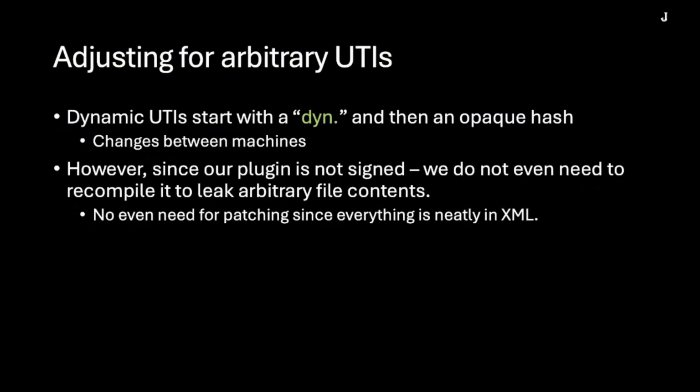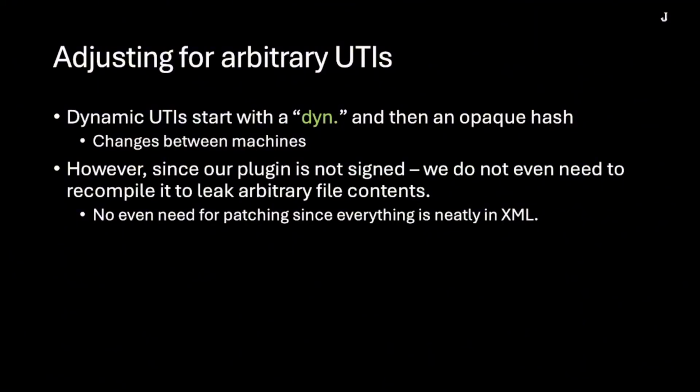And again, if you wanted to do something with dynamic types, then you're in a situation, because dynamic types, as I mentioned, start with dyn and then something. That something is an opaque hash, and interestingly enough, it changes between machines. So if I have a certain file type that is a dynamic type, and Christine on her machine has the same file, they will have a different UTI. So if you are an attacker and you land on a box, you can't come with a pre-shipped dyn.whatever and hope for the best. It won't work. You'll have to resolve it.